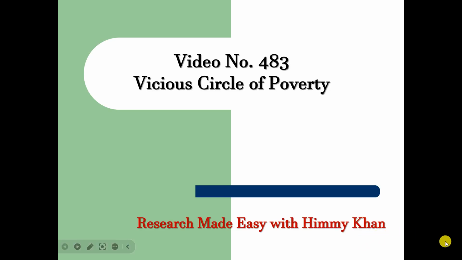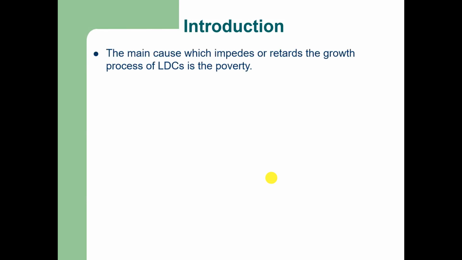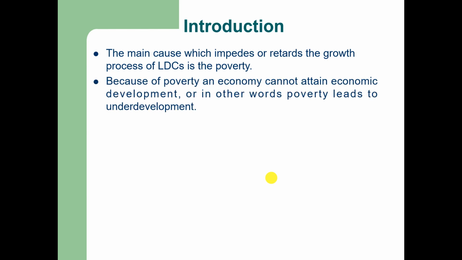In this video, I'm going to discuss the vicious circle of poverty on both the demand and supply sides. I will discuss this in greater detail. The main cause which impedes the process of growth of underdeveloped countries is poverty. And because of poverty, an economy cannot attain economic development. In other words, poverty leads to underdevelopment of the underdeveloped economies.